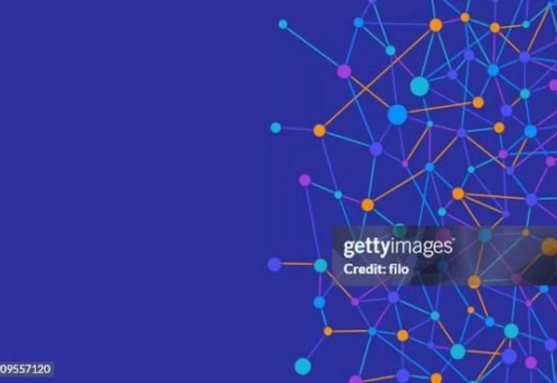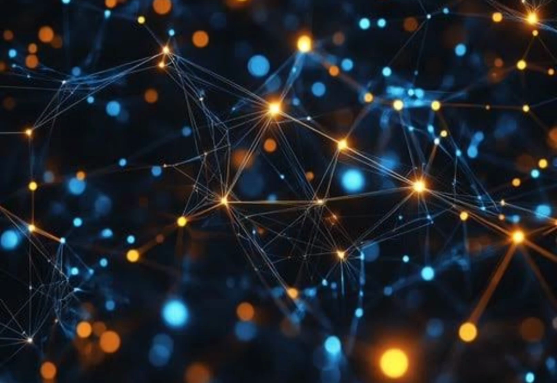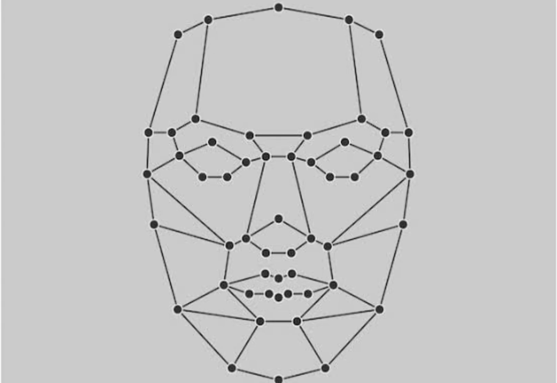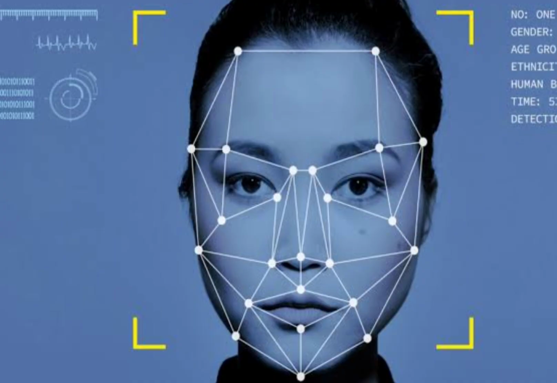When these neural networks become very large with many layers, we call it deep learning. Deep learning allows AI to understand complex patterns and is used in voice assistants, image recognition, language translation, and self-driving cars.